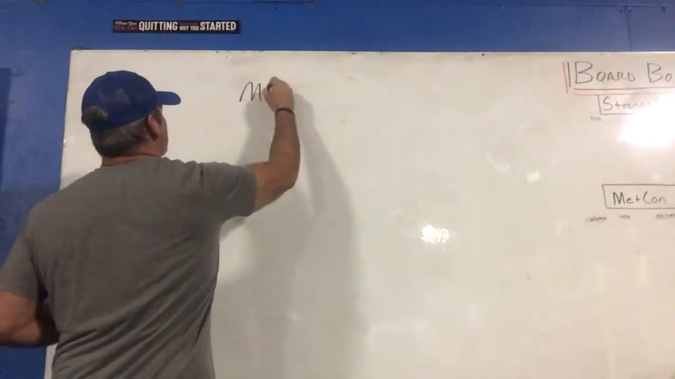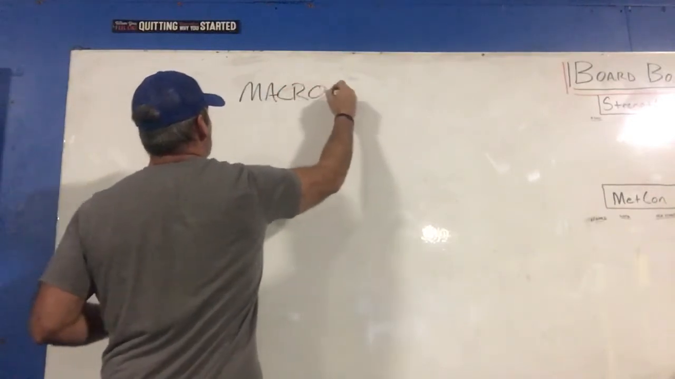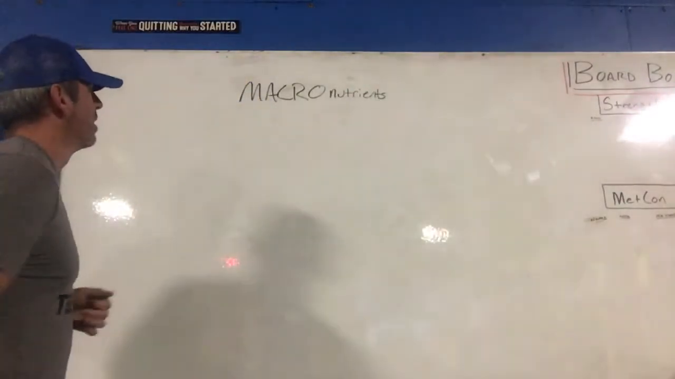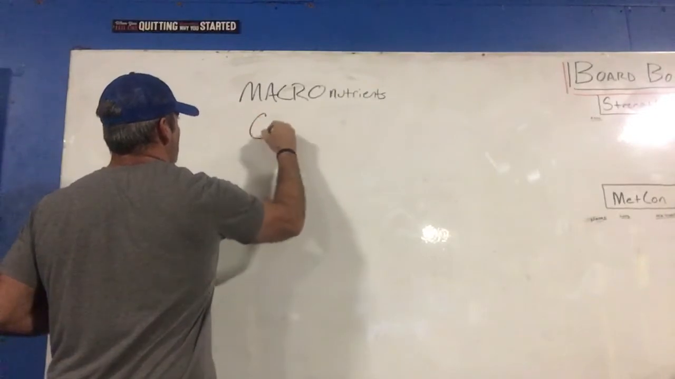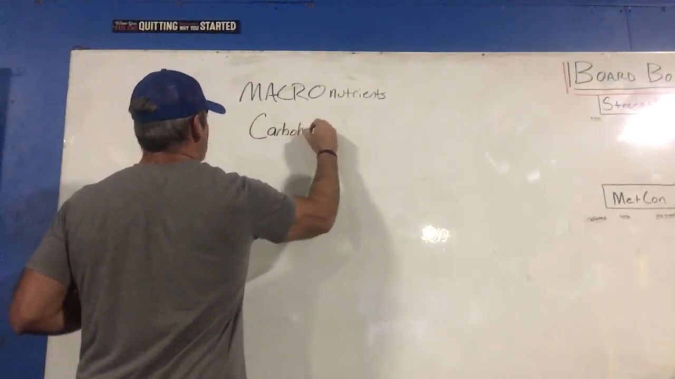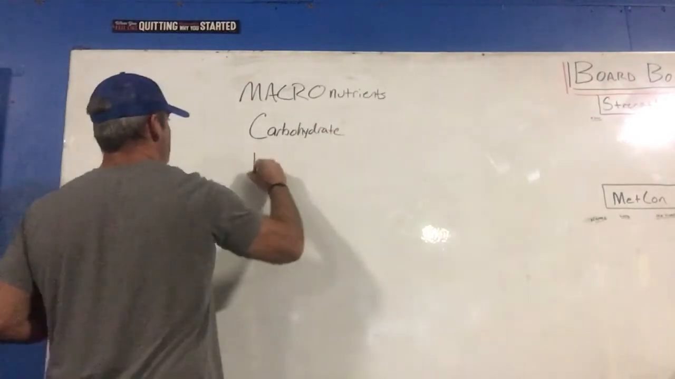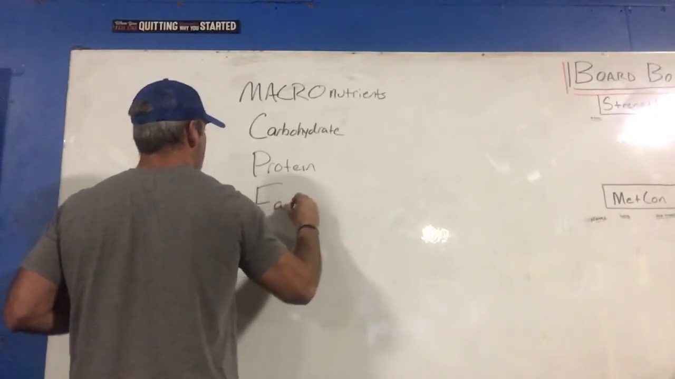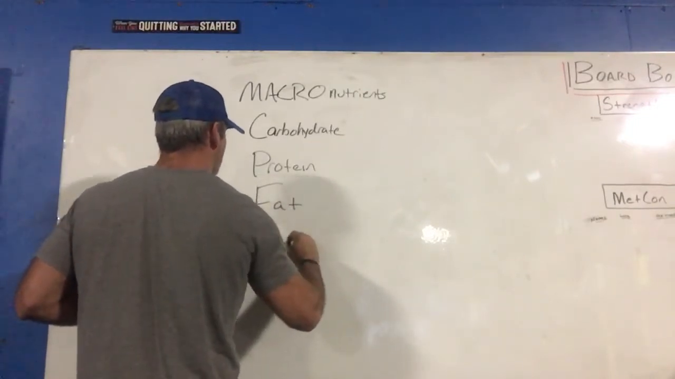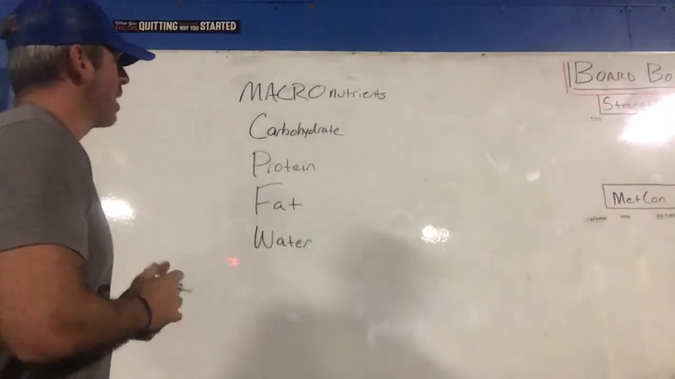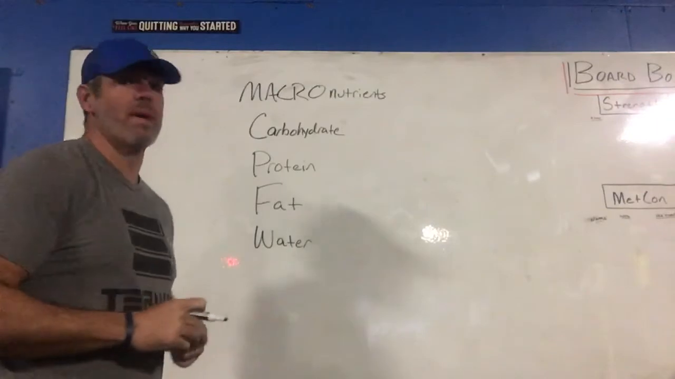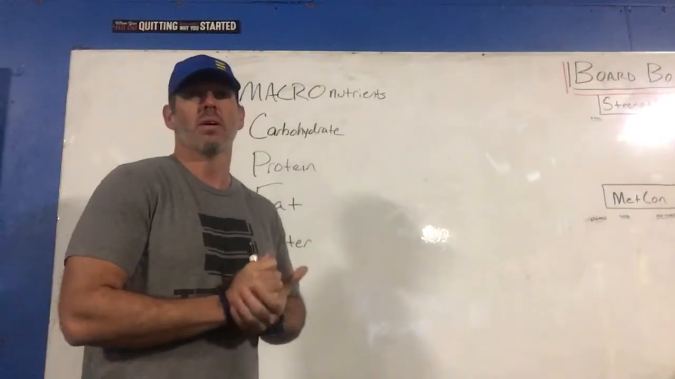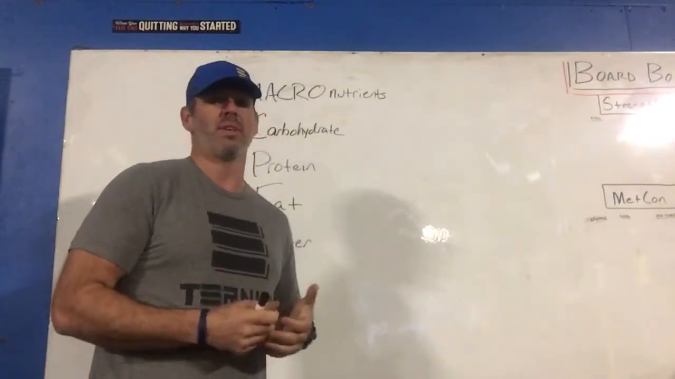So macronutrients. We're talking about the largest nutrient particles in our diet. The main ones we're concerned with are carbohydrate, protein, fat, and water. Now, the way we're going to go about determining how many of each of these macronutrients that we need is going to be based on our lean body mass and our activity levels.